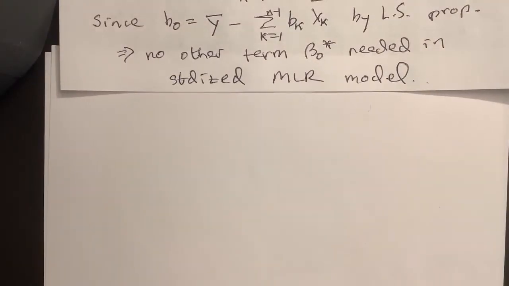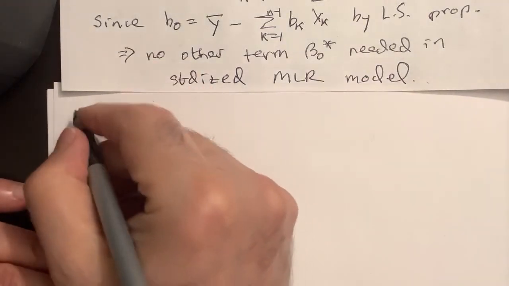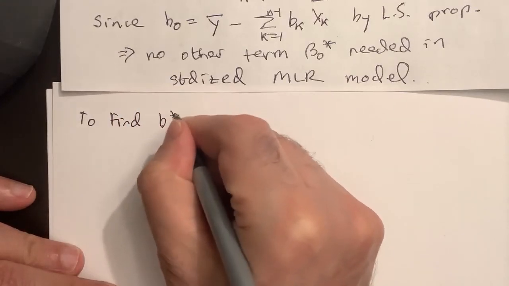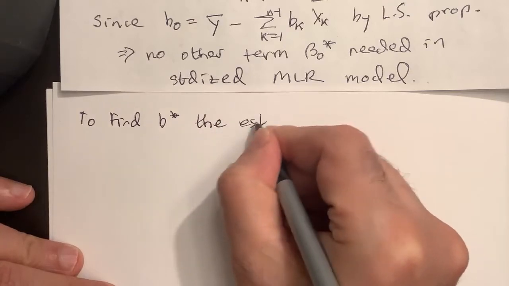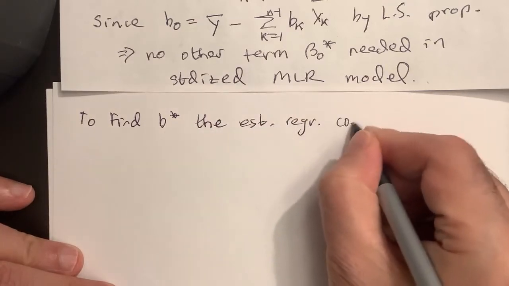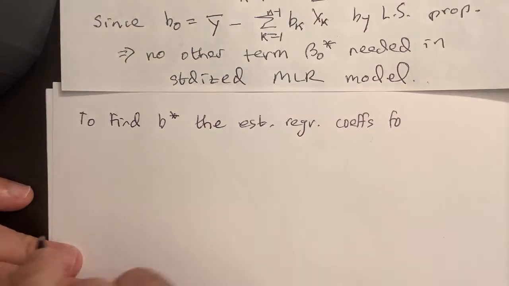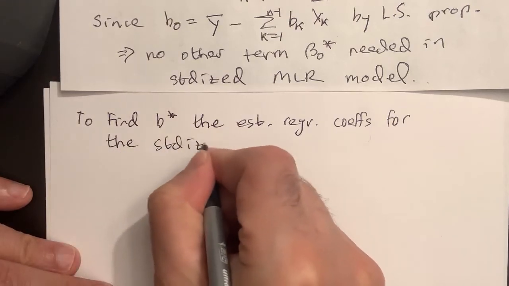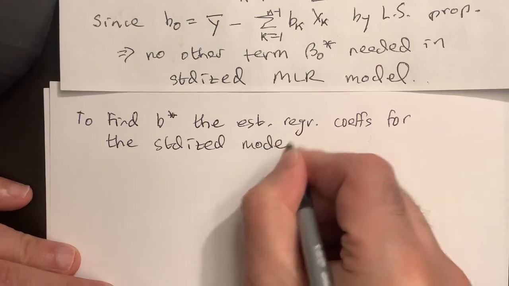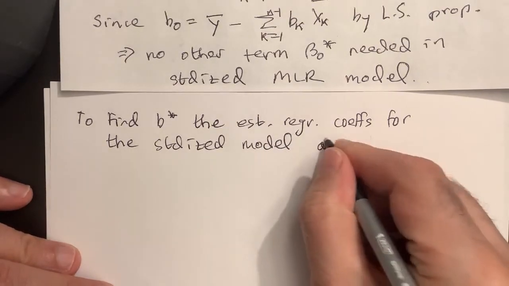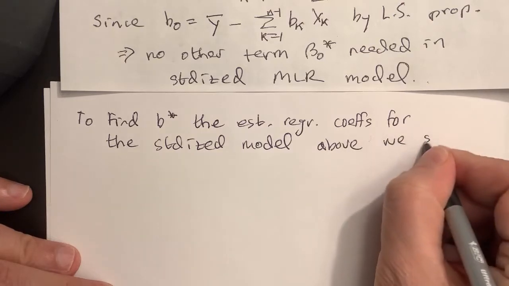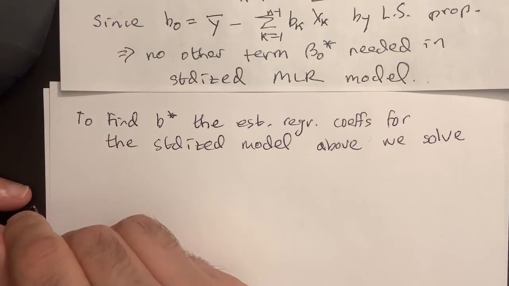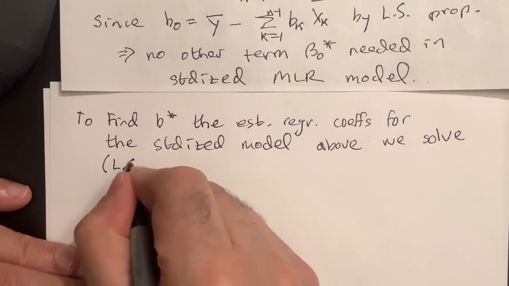So to estimate, to find b star, the little b star, the estimated regression coefficients for the standardized model above by the correlation transformation, we solve in the least squares sense, right? We solve least squares.